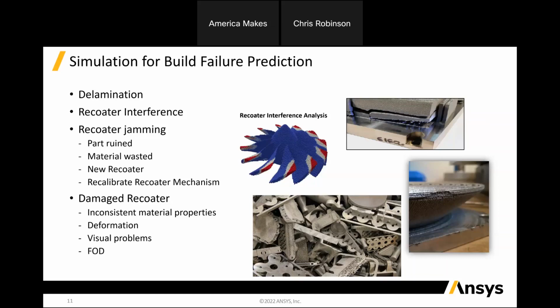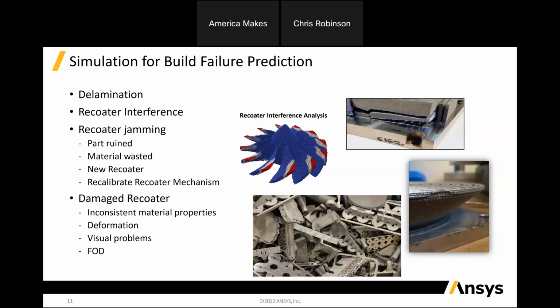When we go into getting recoater interference, you can have recoater jamming, which is very expensive. You end up getting your parts ruined, your materials wasted. Oftentimes you need to replace your recoater, recalibrate your recoater mechanism. Sometimes you can even get a damaged recoater, which can actually sometimes be even more detrimental because you may continue the entire rest of the build with a damaged recoater, particularly if you have like a silicone spreader blade.